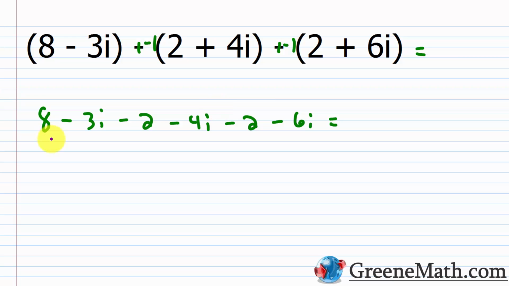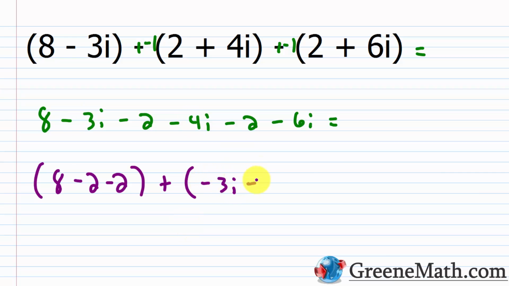So in other words, I can say 8 minus 2 minus 2. 8 minus 2 is 6. 6 minus 2 is 4. But if it helps you, you can group it like this. 8 minus 2 minus 2, and then plus, you've got your imaginary parts. So you've got your negative 3i. You've got your minus 4i. And you've got your minus 6i.